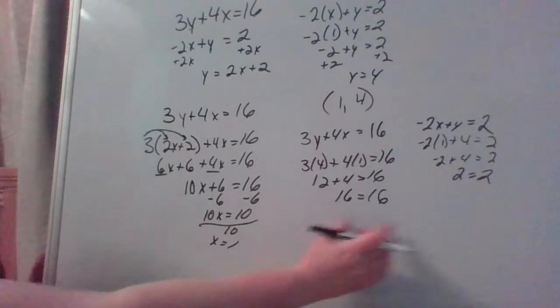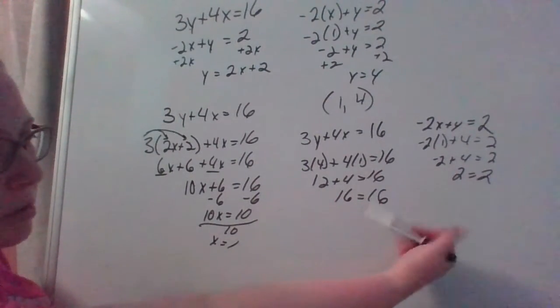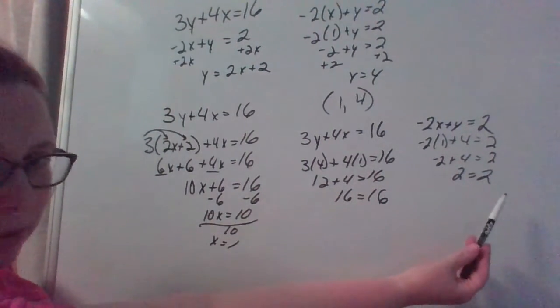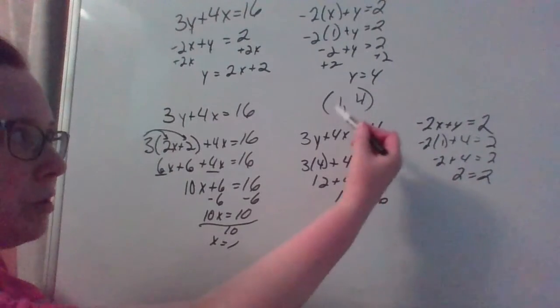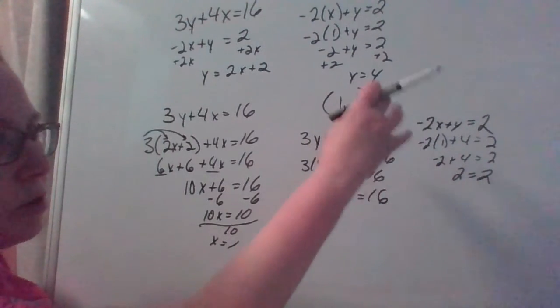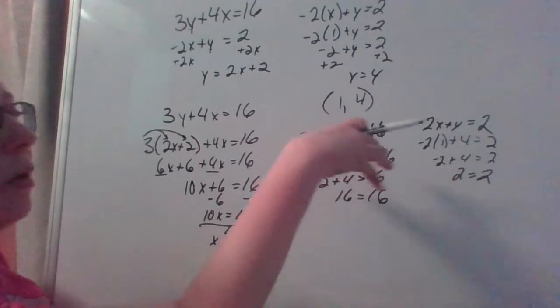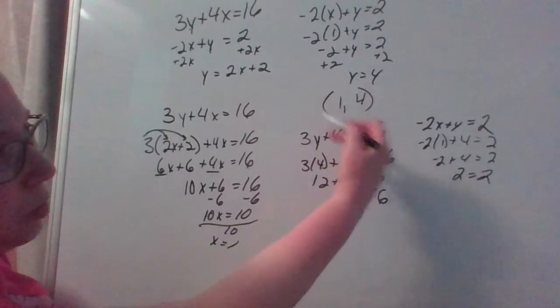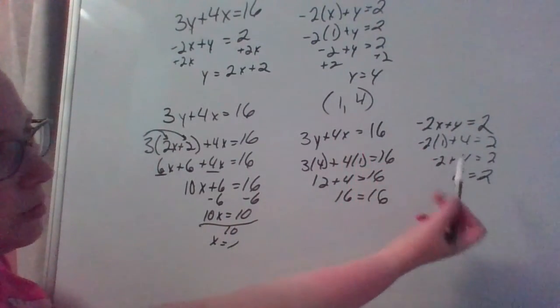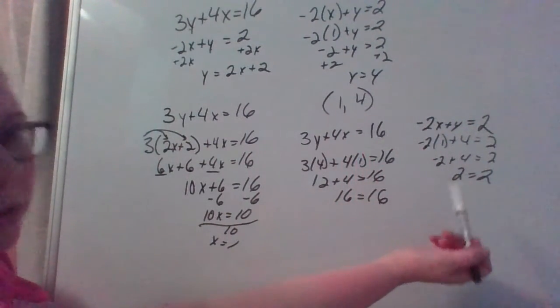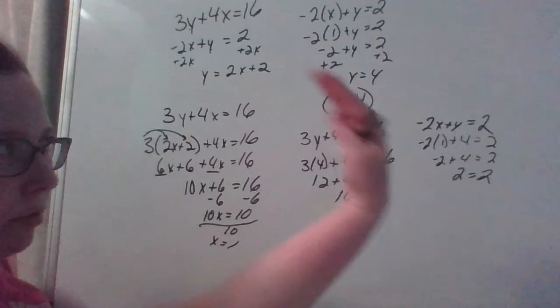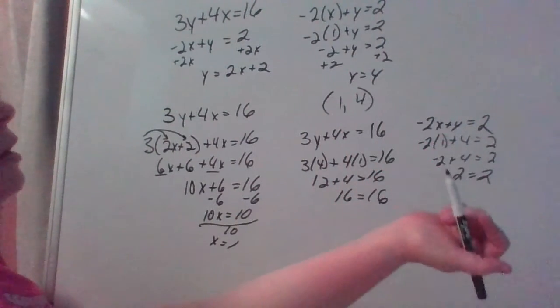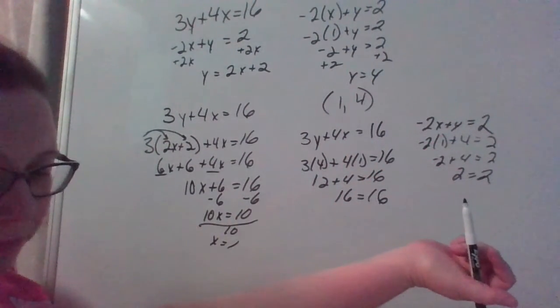So even though these are different, they're both true statements. 16 equals 16, 2 equals 2. That proves that 1, 4 is a solution to this system. It worked in this equation and it worked in that equation. So this ordered pair here, 1, 4, is where these two lines would intersect, where they would run into each other on a coordinate system.